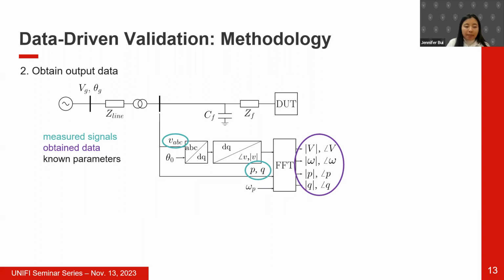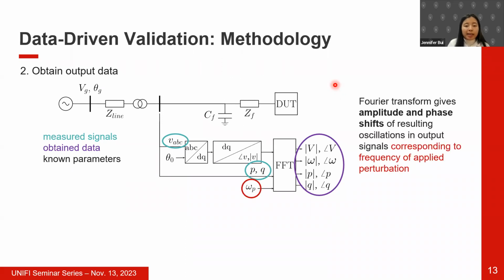So the second step here is to obtain the output data, which pertains to the converter bus, again here. And so we measure some signals, including the three-phase voltage and the power injections, and we perform a Fourier transform to obtain the amplitude and phase shifts of the resulting oscillations in the output signals that correspond to the perturbation frequency applied.